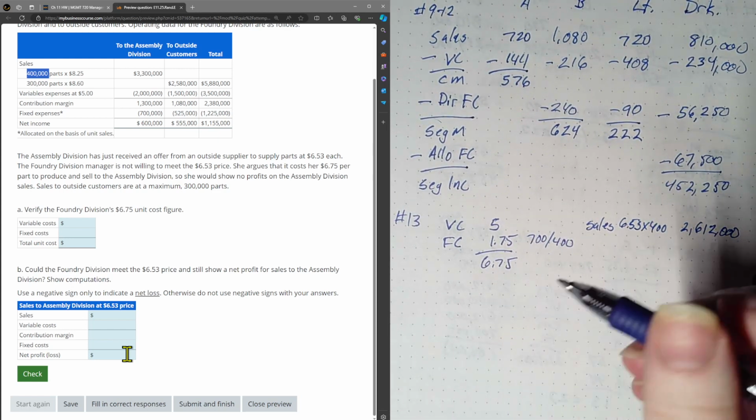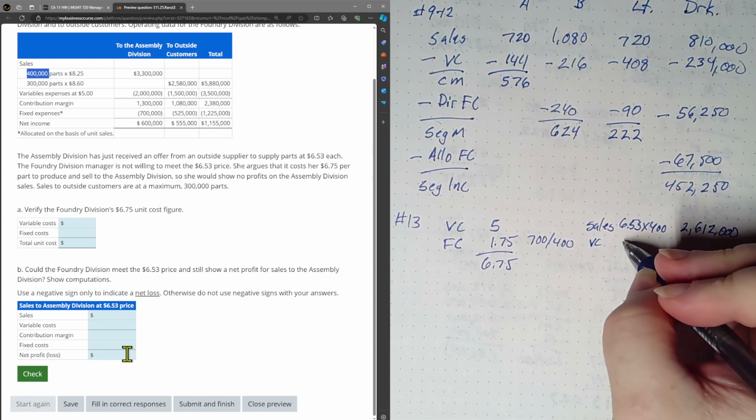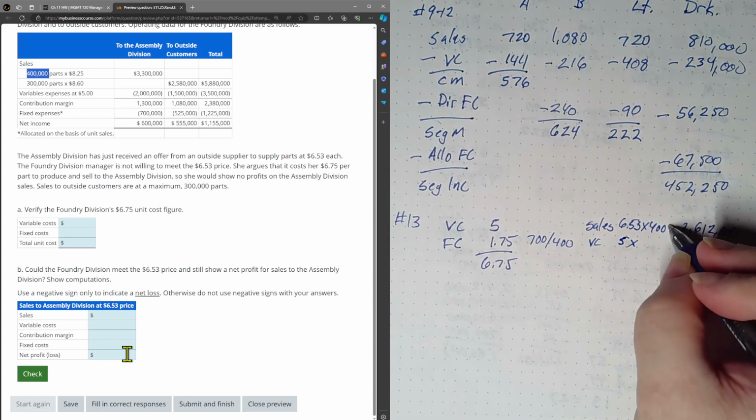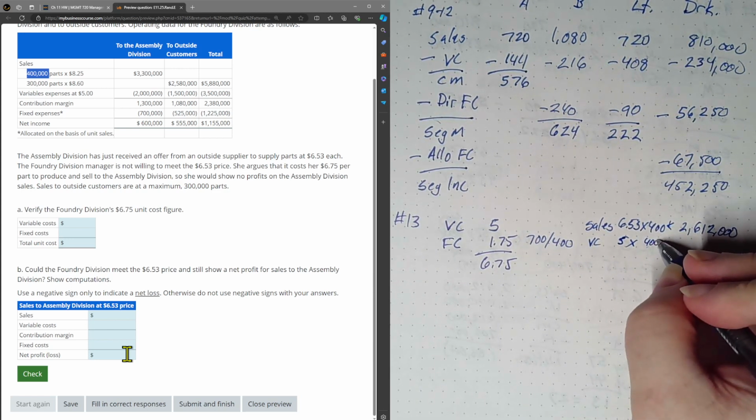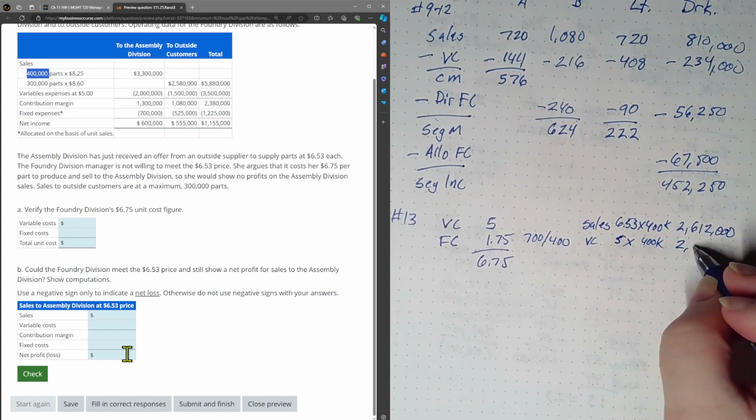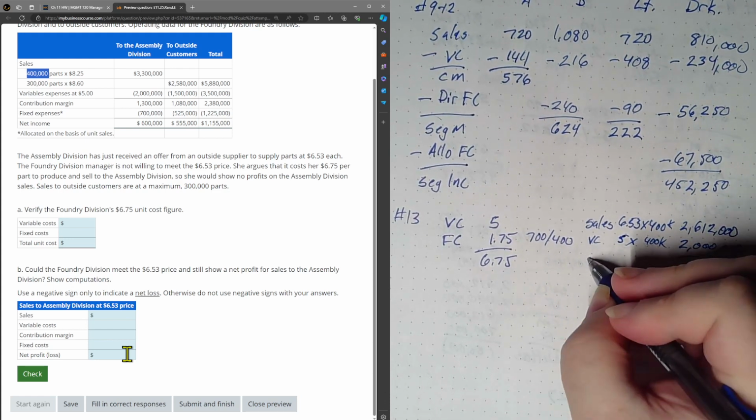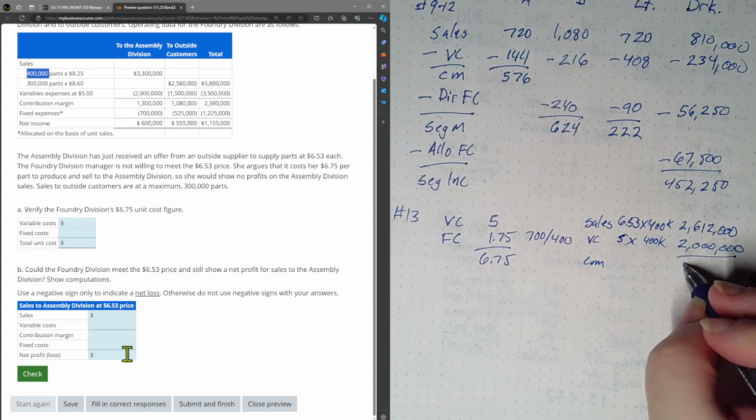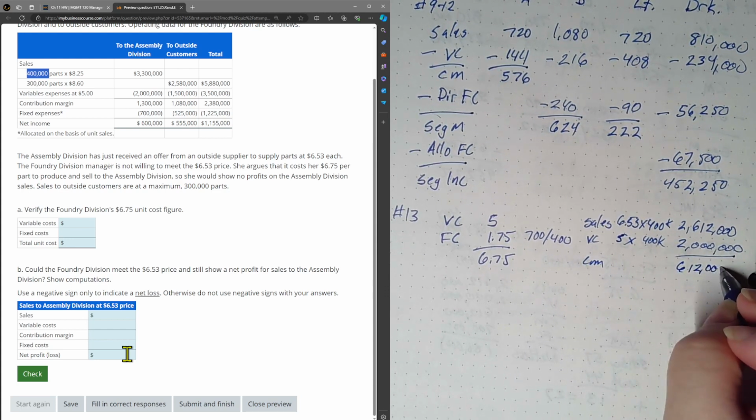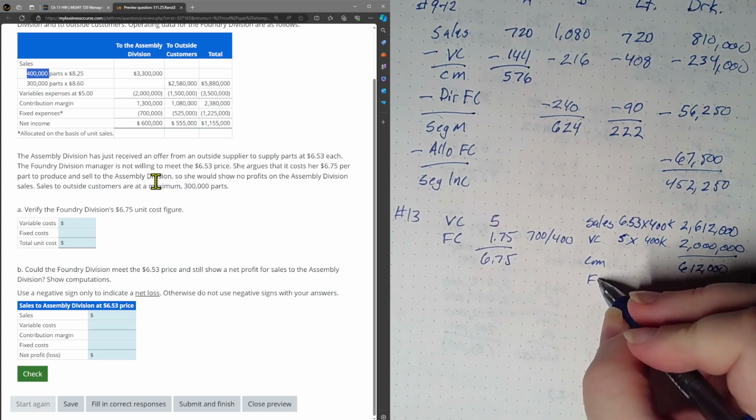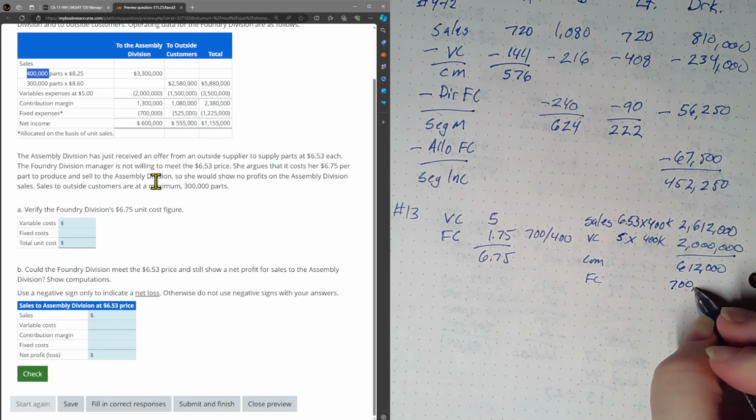And then less variable costs. Well, the variable costs we already know are 5 times 400,000 units. And that's going to be 2 million. So our total contribution margin is going to be 612. And we know from our previous thing up here, the fixed costs are 700,000.